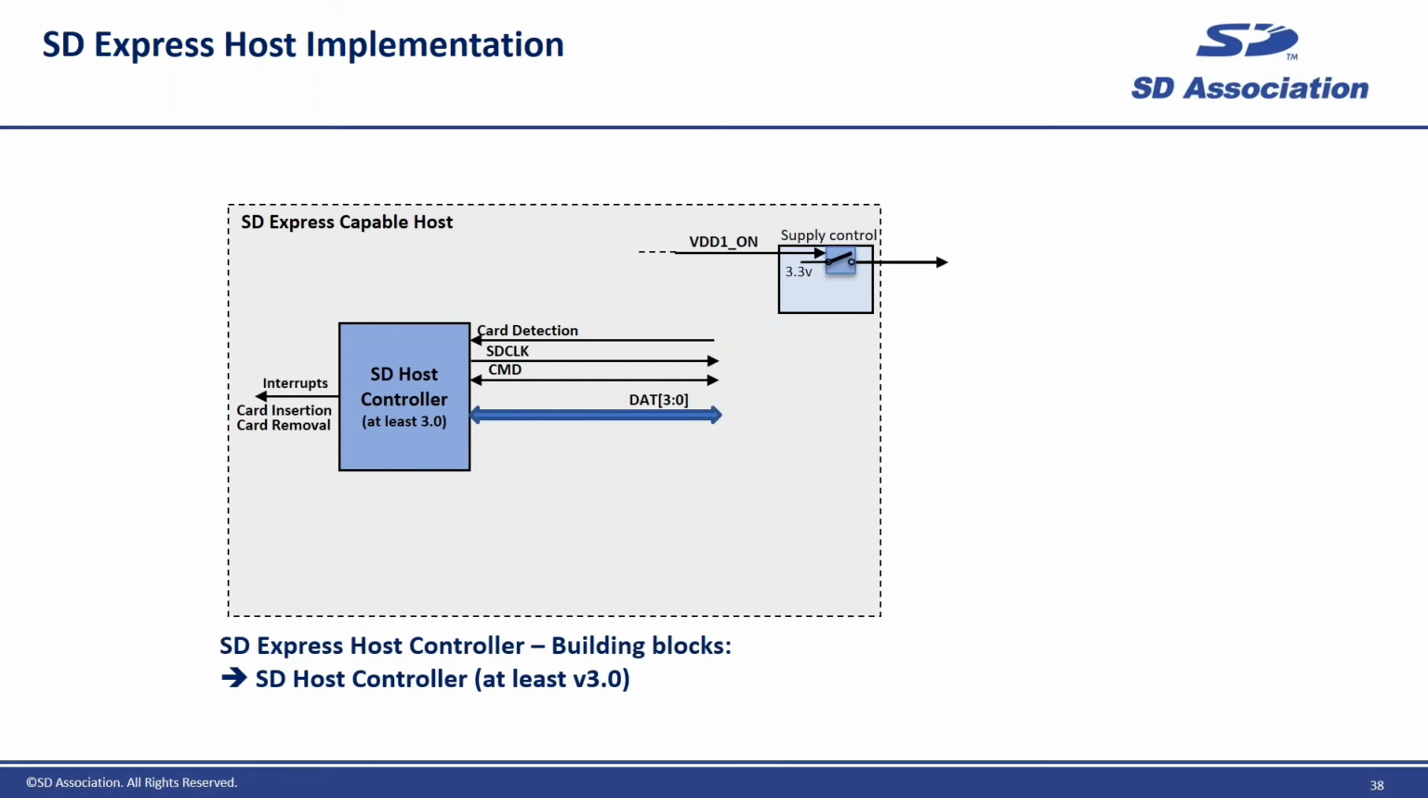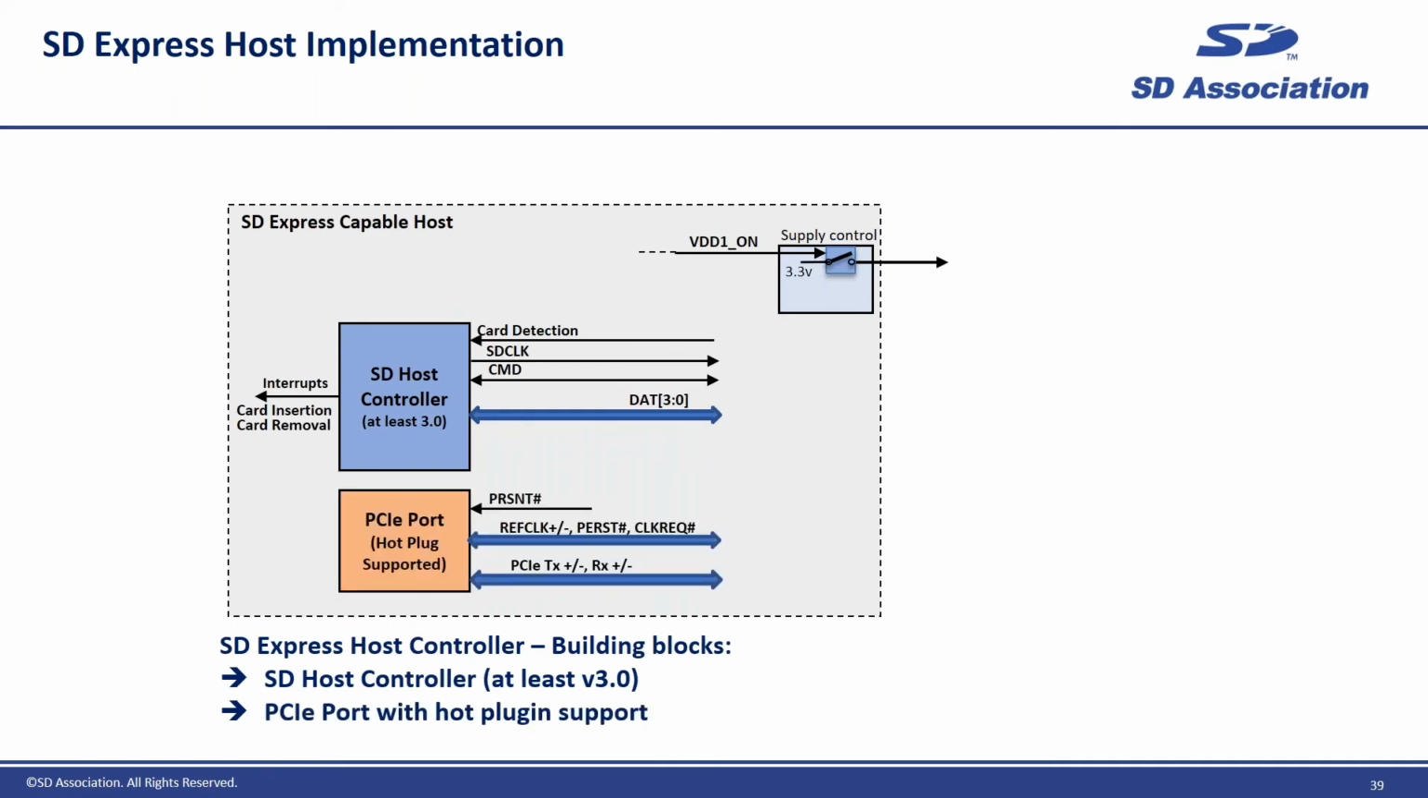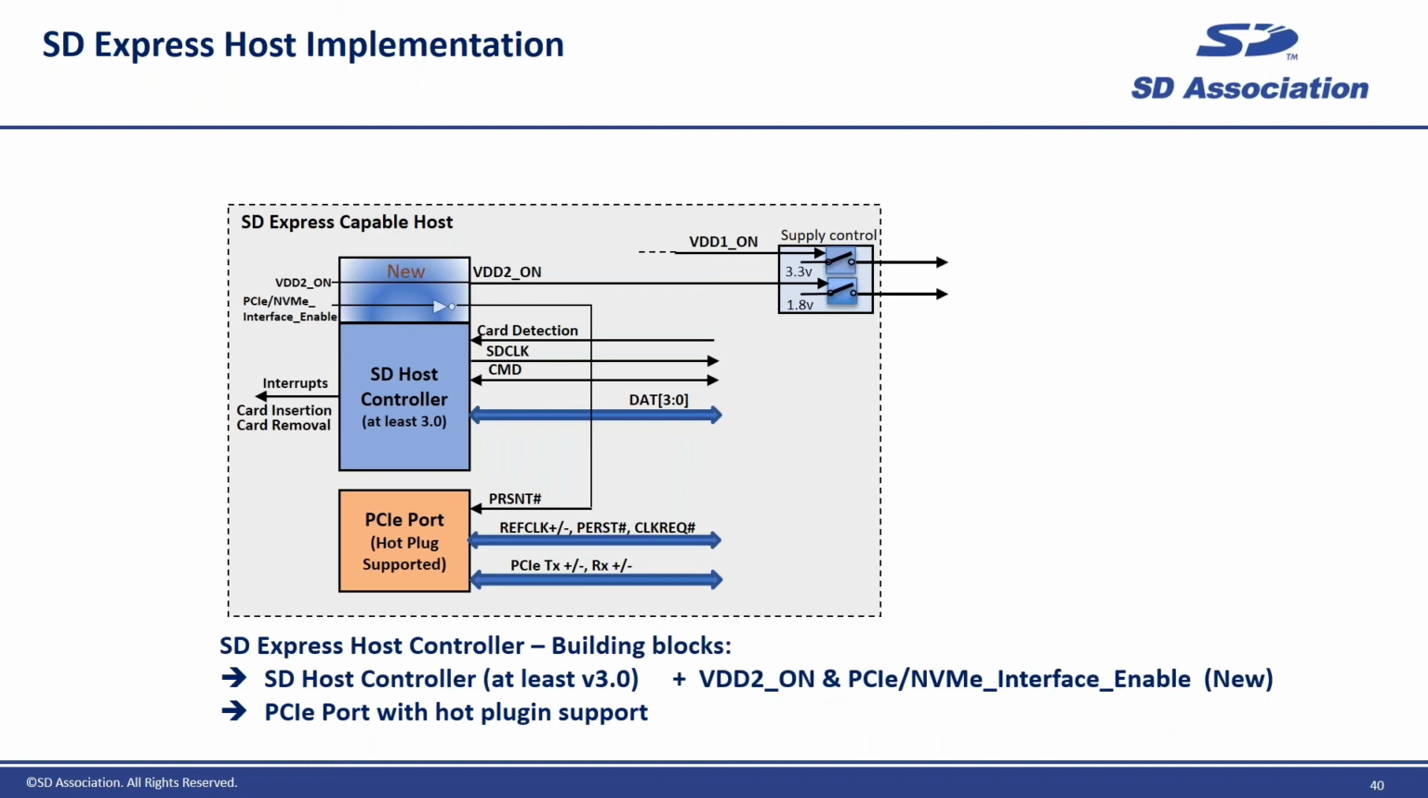Initially, an existing SD host controller that supports SD 3.0 and above may be used. Those are the building blocks that I'm talking about. Now, in addition, we need to add an existing off-the-shelf PCIe port that supports hot plug. It means that it has a present detect input. On top of that, we need to add the following new functionalities. VDD2 supply on-off control. In fact, if you have an SD UHS-II host controller, you should have this functionality there already as well. And also another signal, which is a PCIe NVMe interface enable control line that allows the SD drivers to indicate to the PCIe host port about card insertion. You will see in a moment how it all operates in detail.